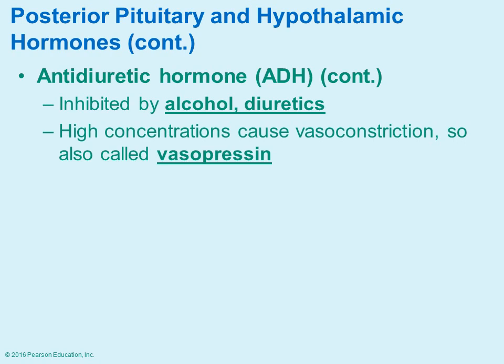ADH is also inhibited by diuretics. For those who are not familiar with the term, diuretics are substances, they may be medications, some of them are natural substances. Diuretic, basically, bottom line, it's going to make you pee. It's going to cause the release of water. High concentrations of ADH can cause vasoconstriction, and so it's also sometimes referred to as vasopressin.